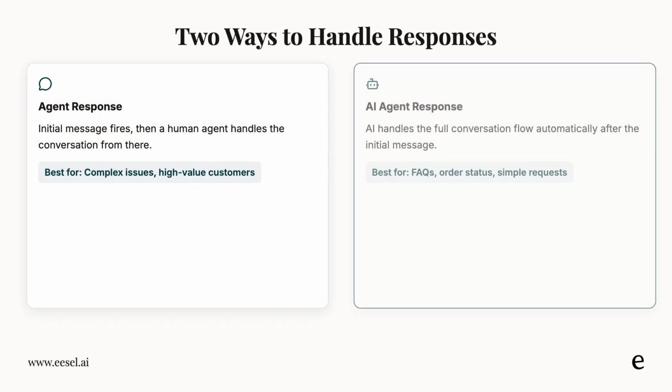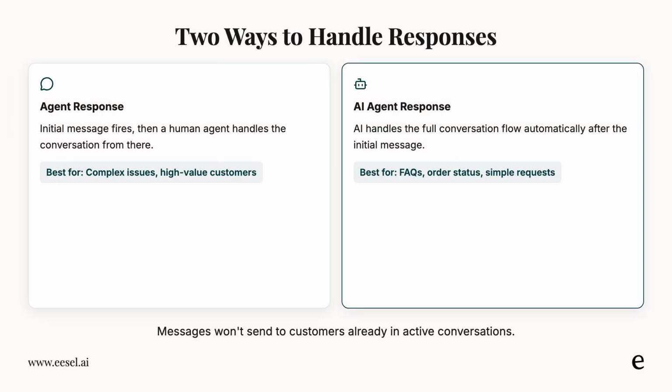Every proactive message routes responses one of two ways. With agent response, a human takes over after the initial message fires. With AI agent response, your configured bot handles the entire conversation automatically. Pick the mode that fits what that specific audience actually needs.